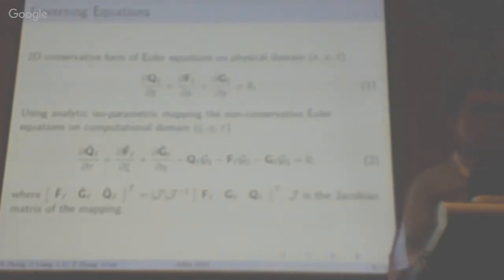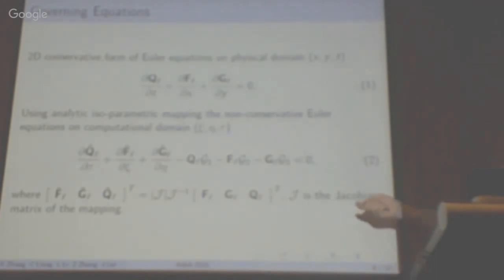So far, we only consider the inviscid fluid. The inviscid fluid is governed by the Euler equations. It can be written in equation 1 on the physical domain. Here, Q_F is the conservative variables, and F and G are the inviscid fluxes. If we use an analytical isoparametric mapping, then we can get the non-conservative Euler equations on the computational domain right here. The last three terms are the non-conservative terms.